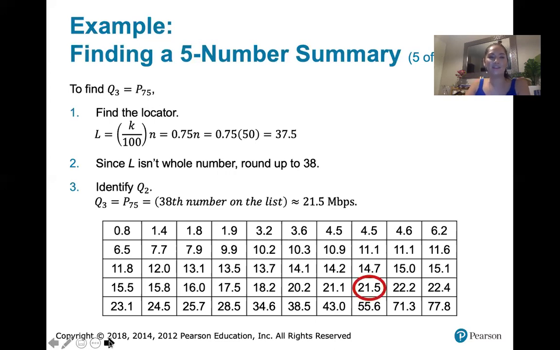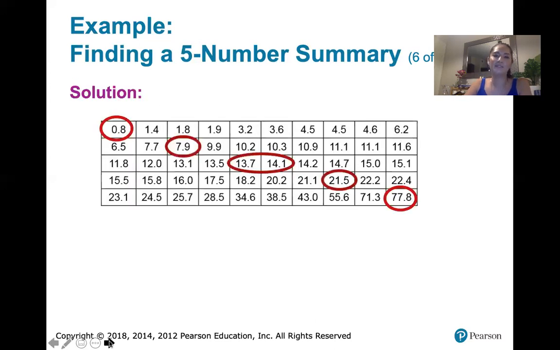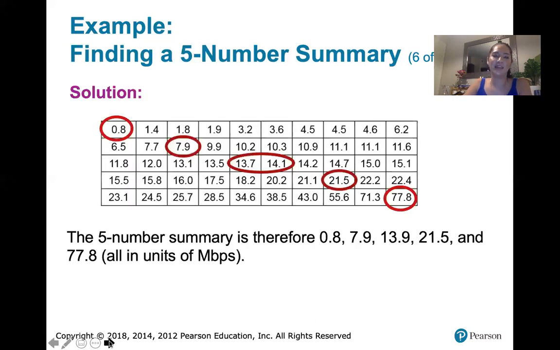Okay, so now we've got the max, the min, and those 3 quartiles. And that's our 5-number summary. So our 5-number summary is 0.8, 7.9, 13.9, 21.5, and 77.5. All of these are in megabits per second. So this gives us some sense of that range of values that we were talking about before. But now it also shows us how these values are related to each other.